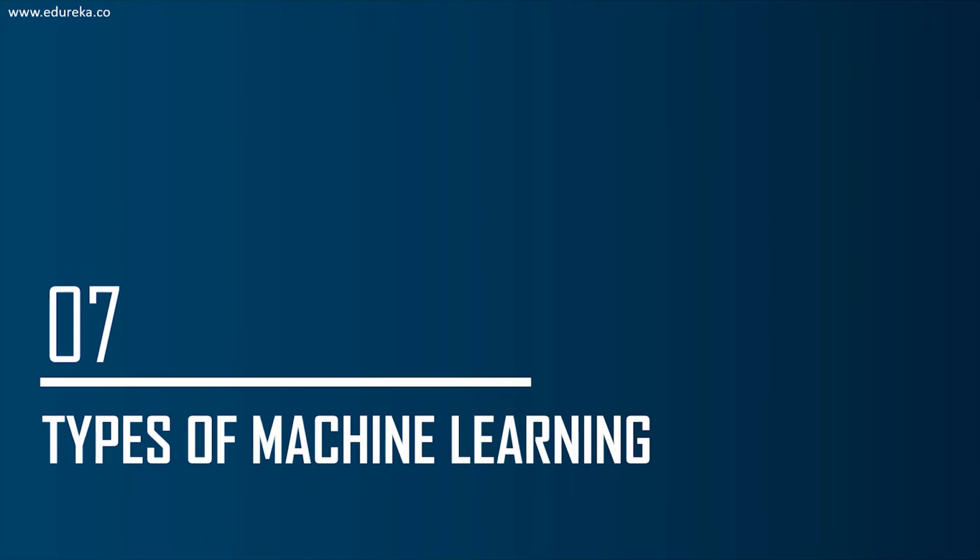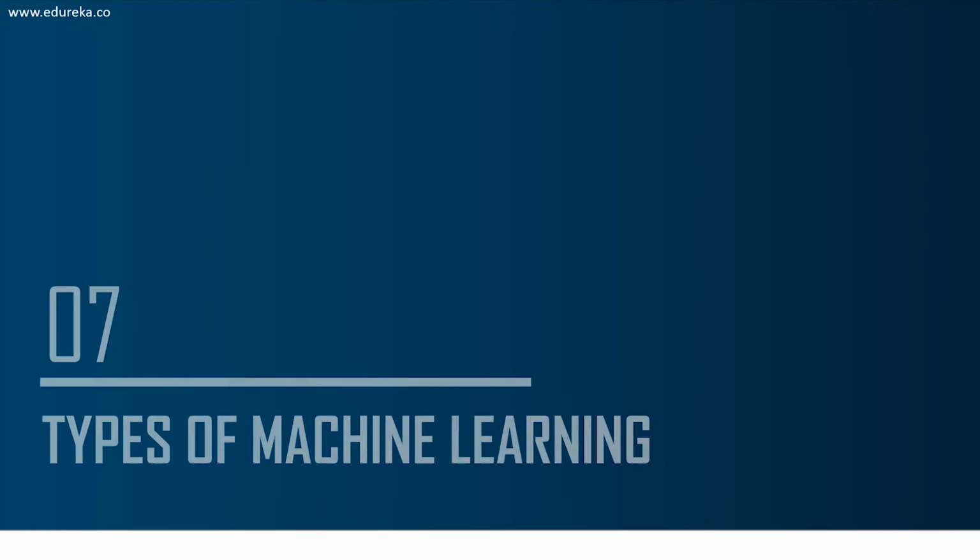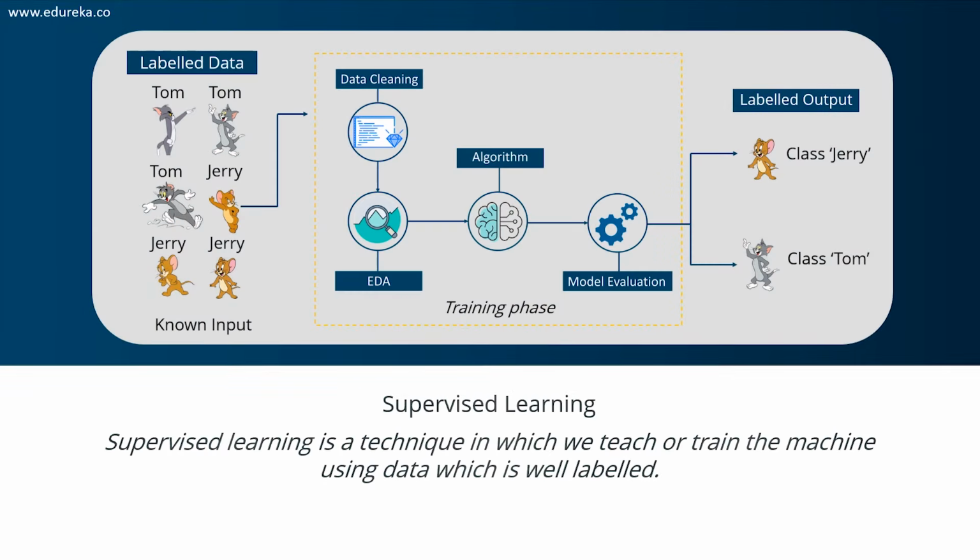Now, the next topic we're going to discuss is the types of machine learning. A machine can learn to solve a problem by following any one of the three approaches. You can say that there are three ways in which a machine learns. The three ways are supervised learning, unsupervised learning, and reinforcement learning. These are the three methods in which you can train a machine to learn. So first, let's discuss supervised learning. So what is supervised learning? Supervised learning is a technique in which we teach or train the machine by using data which is labeled.